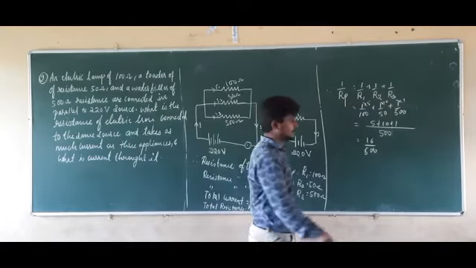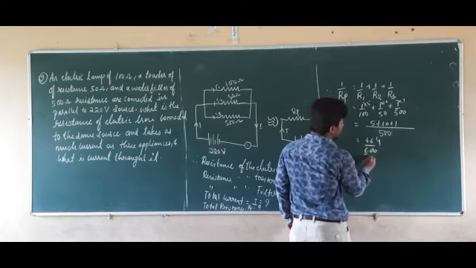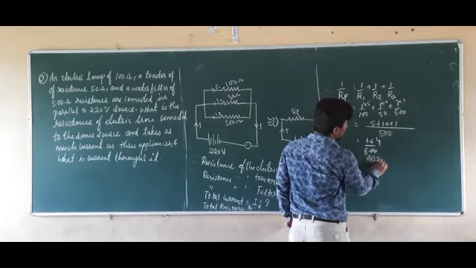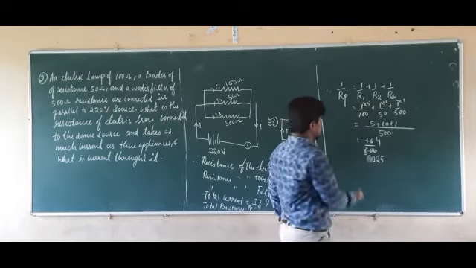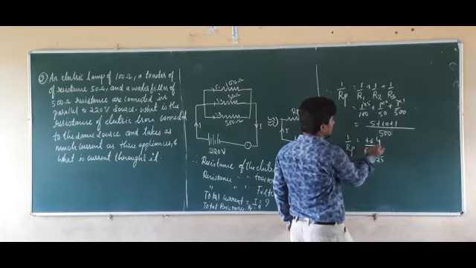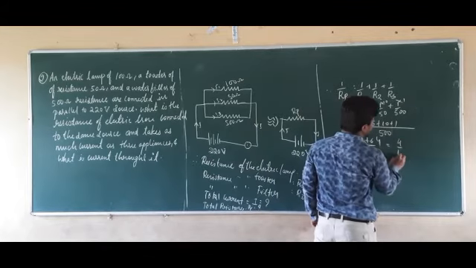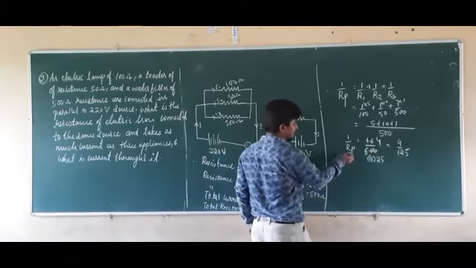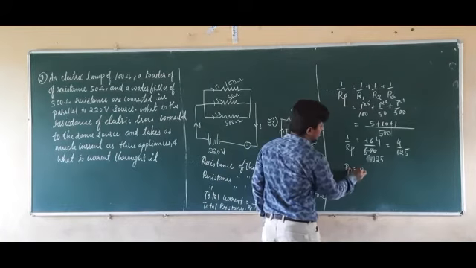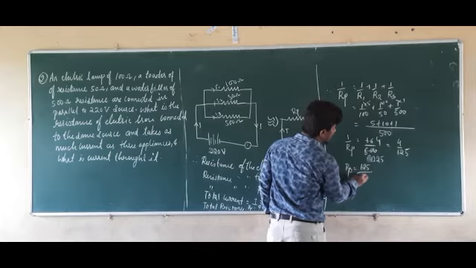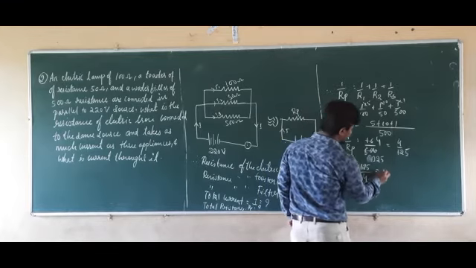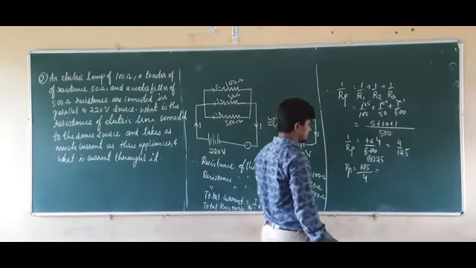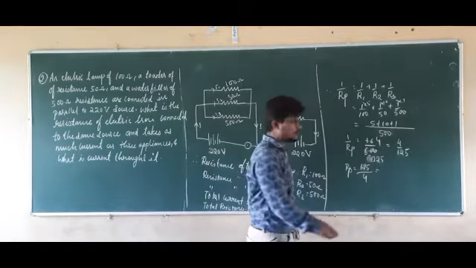Right? Therefore, 4 4s are 16, 4 125s are 500. Therefore, 1 by RP equal to 4 divided by 125. So what we have to calculate here? We have to calculate the RP. Therefore, we have to reciprocate it. Therefore, RP equal to 125 divided by 4, which is equal to 31.25 ohms.